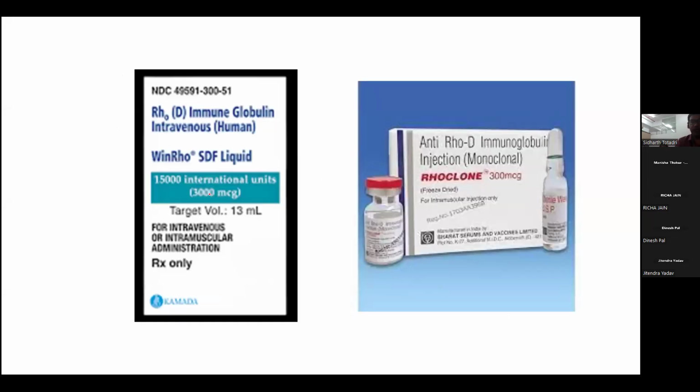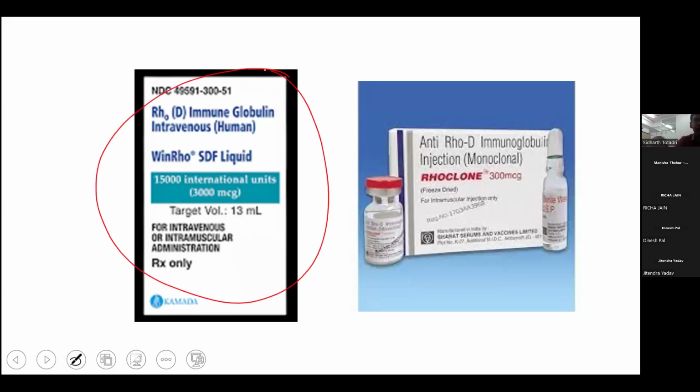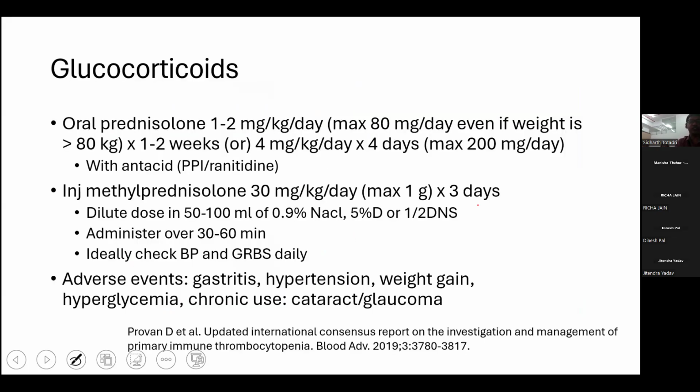Previously, we were getting this 3000 microgram vial, which is no longer available. Now, this vial, which is commonly available, on the right side, is actually used in pregnancy. This is not used in ITP because you can see the dose is 300 microgram and it is only for intramuscular use, not for IV use. So this we don't use in ITP. Now there are a lot of publications coming saying that you can even use IM anti-D for ITP, but as a standard of care, it is no longer preferred. As I spoke to colleagues, they're also not using this very commonly nowadays.